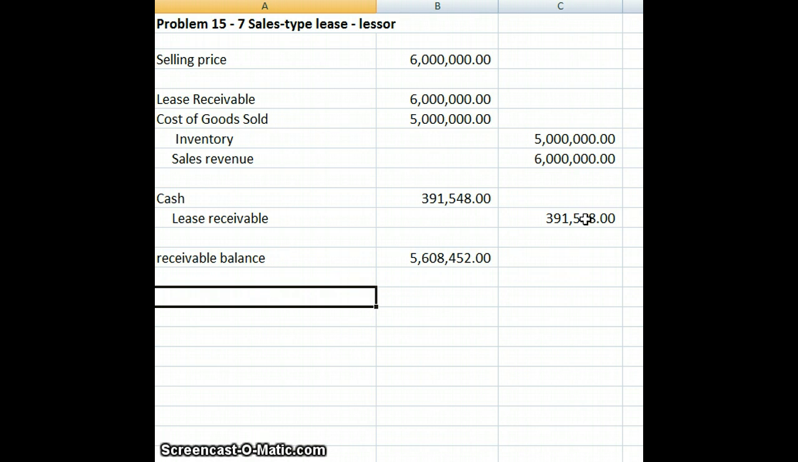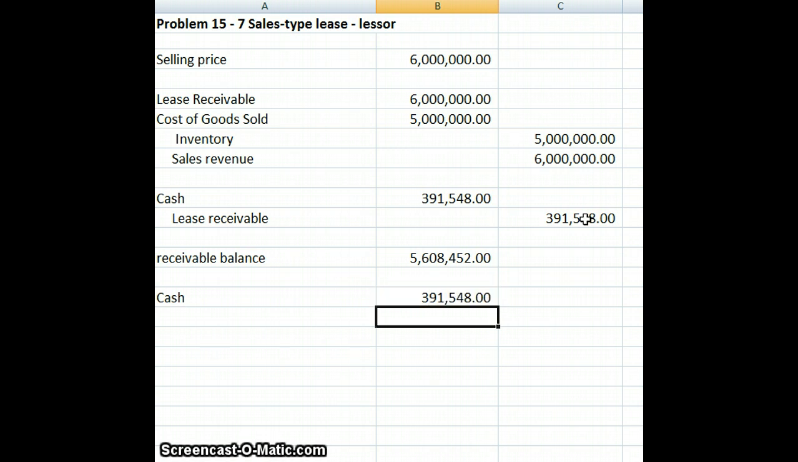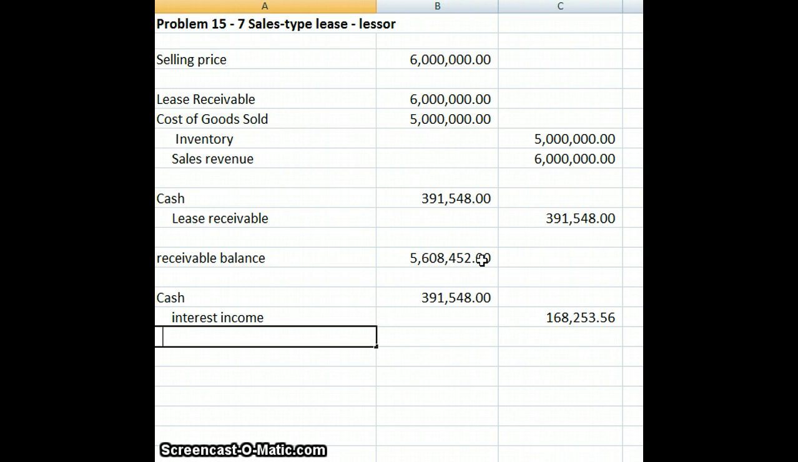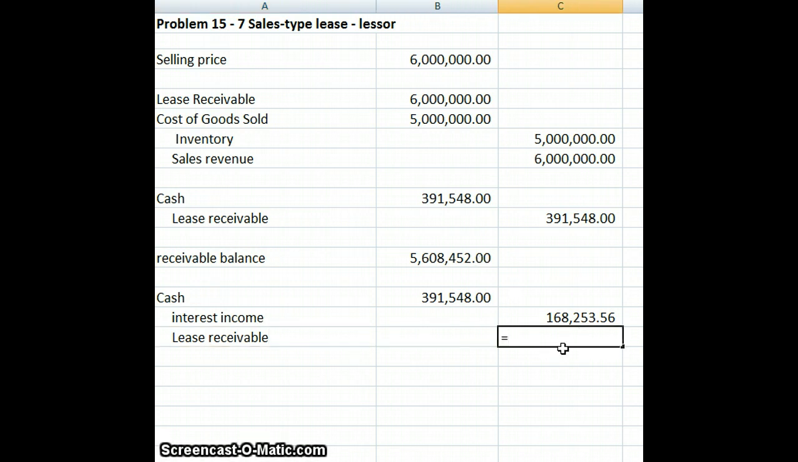Our next payment then works exactly like other examples. Our cash received is $391,548. We're going to have interest income equal to 3% times that outstanding principal balance, so $168,253, and our lease receivable will be reduced by our payment minus the amount we're allocating towards interest revenue, or $223,294. And that is all to making the entries on a sales type lease.